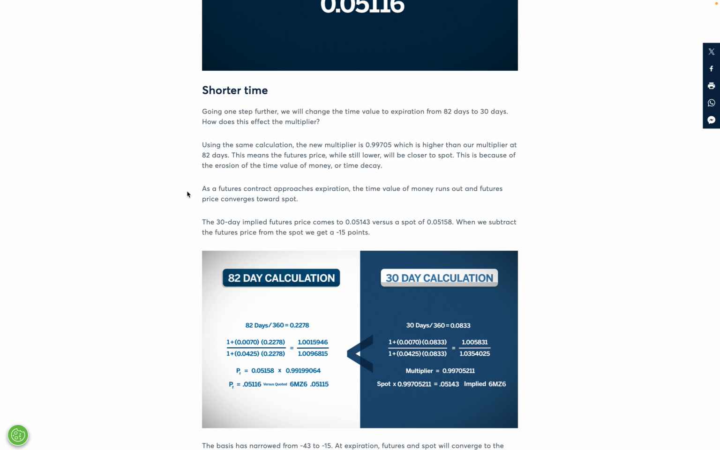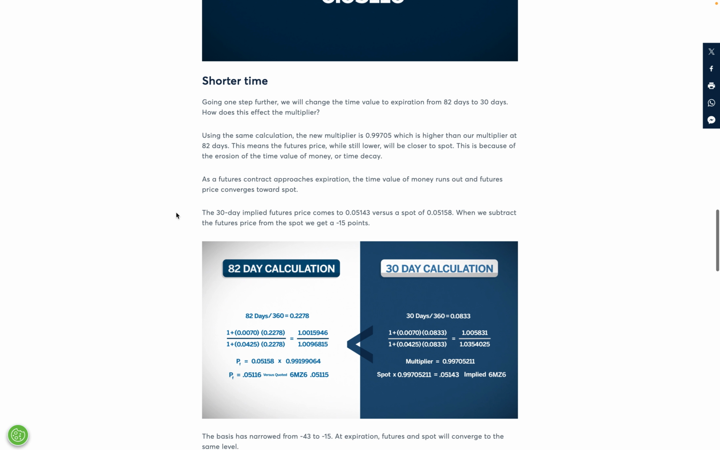Okay. The 90-day implied futures price comes to 0.05143 versus spot of 0.05185. When we subtract the futures price from the spot, we get a negative 15 points.